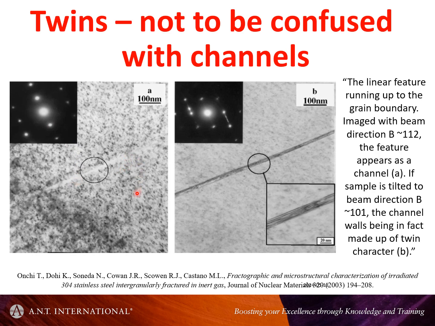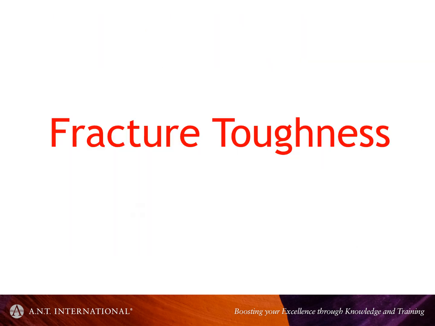So there are many cases in the press and publications where people see this and say, aha, channel, but really they're wrong. It's not a channel. And unless they've done the requisite tilting, and unless they've said, and we tested to see that it's not a twin, then I wouldn't believe it. In this case, Onshi showed that it was a twin, so we're all good. And there are too many cases where people have reported channeling and really not channeling.